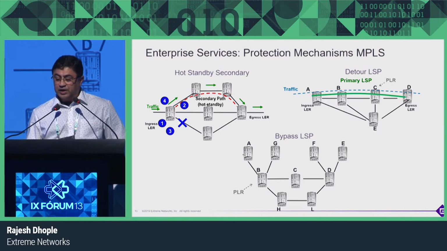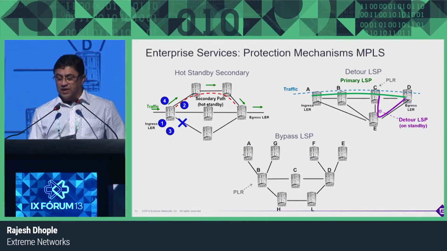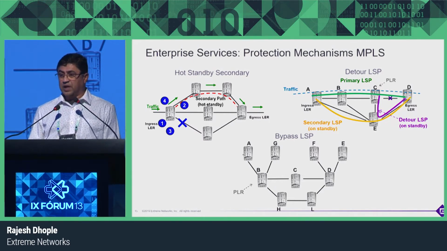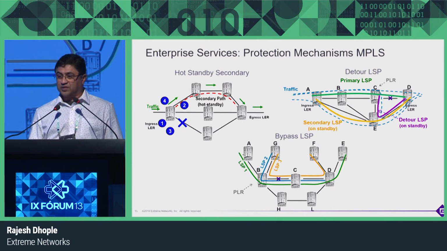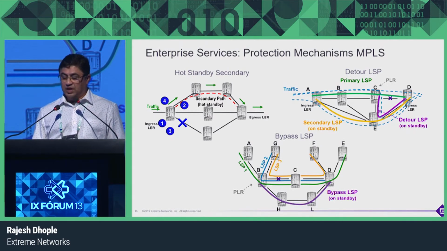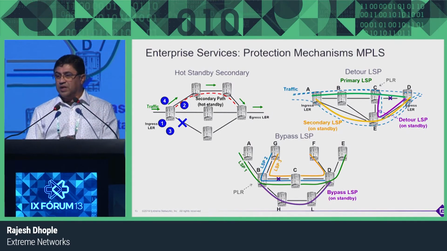If you look at detour LSPs, this is slightly tricky because at your PLR, or point of local repair, where the failure happens, you have to have a detour LSP and also sometimes a secondary LSP on standby. So when a failure happens, it goes on the detour LSP, and then if a secondary LSP is there, after some time the packets will go on the secondary LSP. In terms of bypass LSPs, they protect multiple LSPs at the same time. If a failure happens on a common path of the LSPs, a standard bypass LSP will take all the LSP traffic and help them recover on the ring. So essentially, in summary, you have 3 options on a ring when it comes to MPLS.